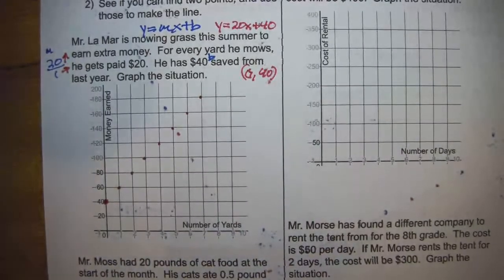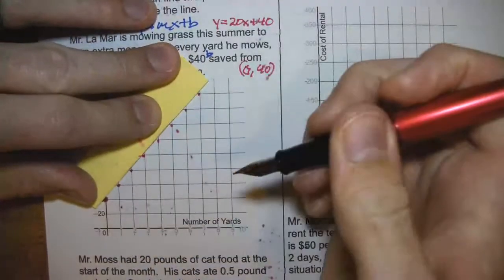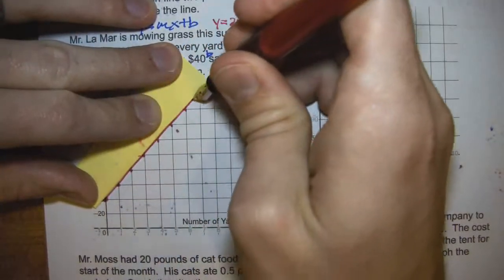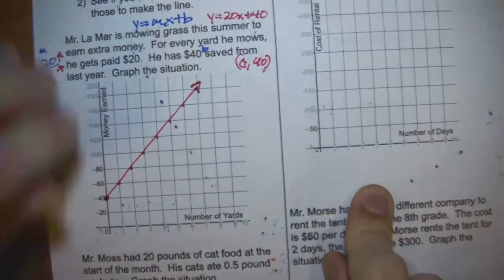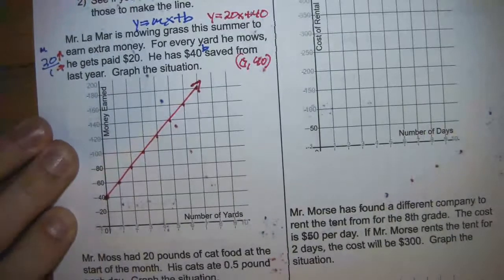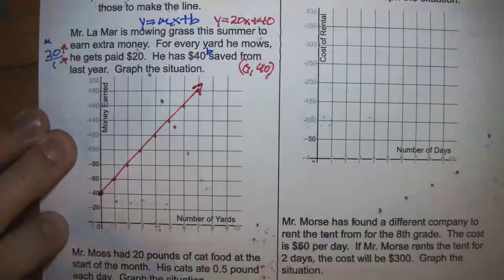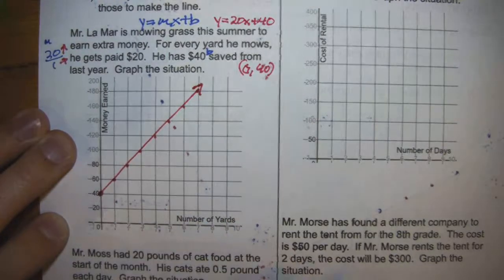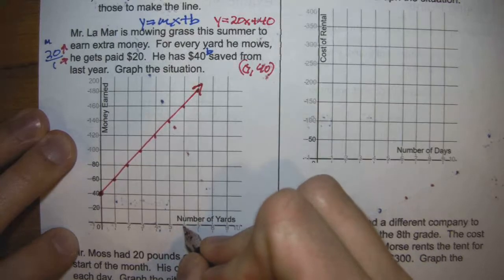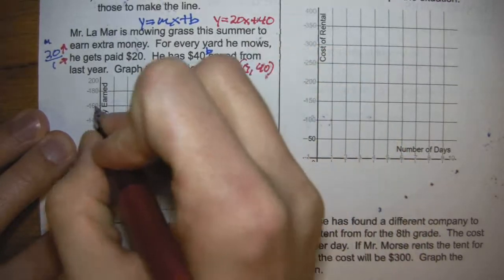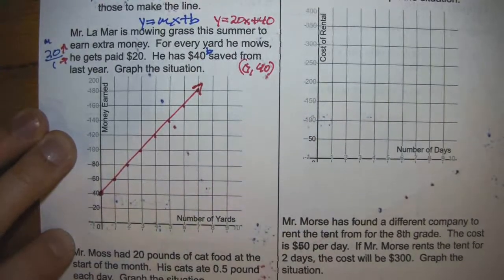So up 20, right 1, up 20, right 1, so on and so forth. Now we'll take our straight edge. We'll graph it. And let's see if we can hold that still. There we go. Now, in this case, I'm only going to draw my arrow in one direction, simply because it doesn't make sense to draw it the other way. I can't do a -1 yard. That doesn't make sense. So let's double check. Did we start at 40? Yes, we did. We're up 20, right 1, up 20, right 1. So for example, if we were 6 yards into mowing, looks like we would have $160 in the bank. All right, and that makes sense. Looks good, positive slope. Looks like we've graphed it correctly.